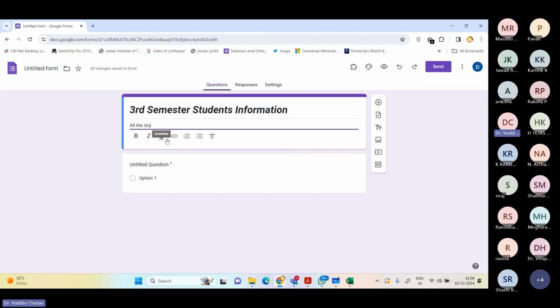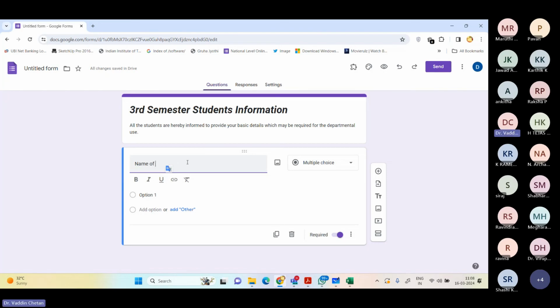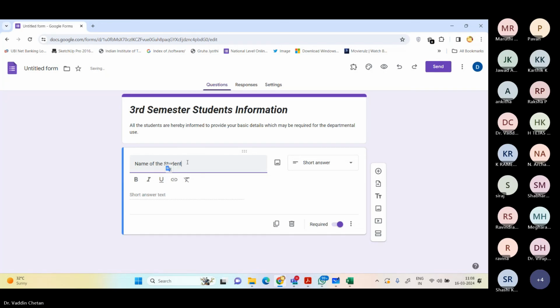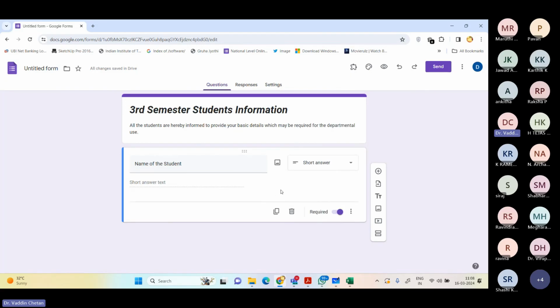That is, all the students are hereby informed to provide your basic details which may be required for the departmental use. You can write whatever you wish, right? And my first question will be name of the student, right? And it's so smart that based on the information which you write here, automatically the type of question has been taken. And if you wish to change it, you can change it, right?